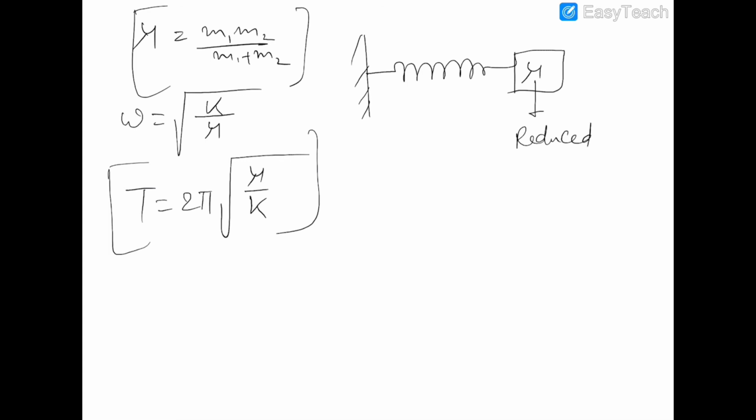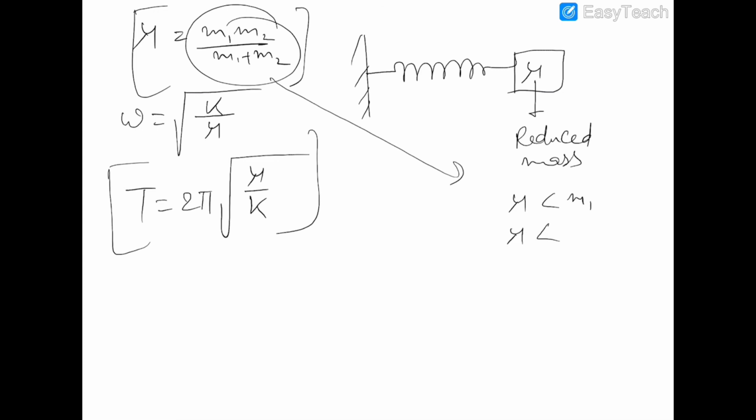Now why do we say that mu is a reduced mass? Because this value will be less than both the masses. So this is the concept of reduced mass. So this was the complete analysis and all the things about spring block system.